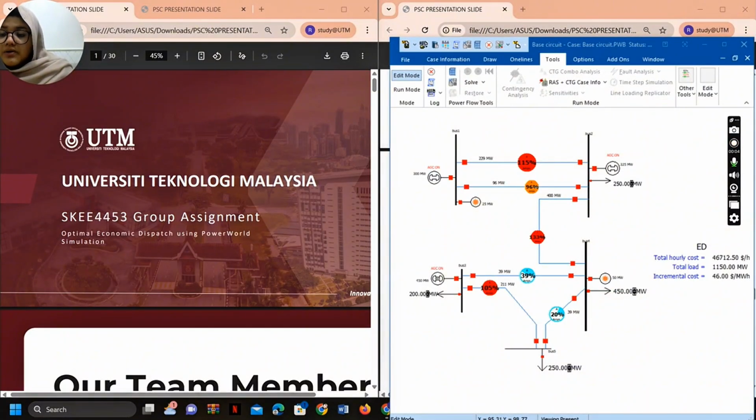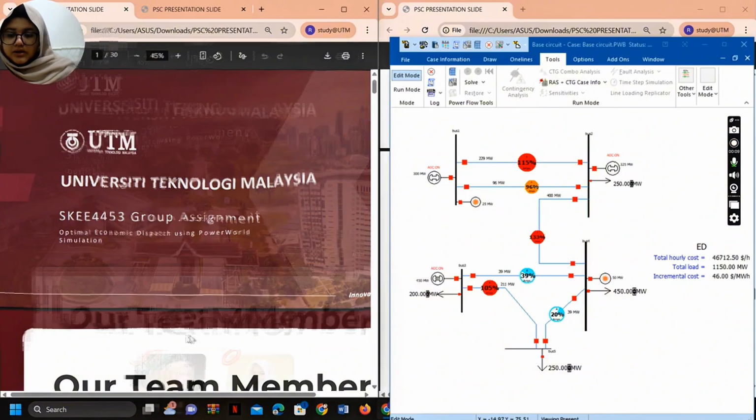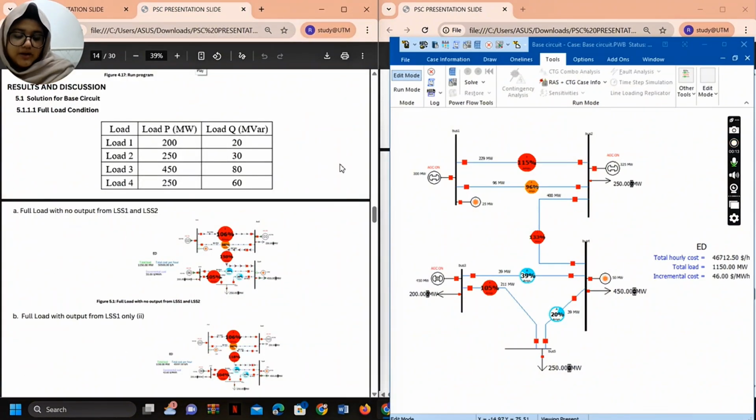So today our topic is about optimal economic dispatch using PowerWorld simulations. Here are our group members. Today I will explain how the PowerWorld simulation was carried out and how the results were analyzed for the base circuits under full load and half load conditions, cases A to G.